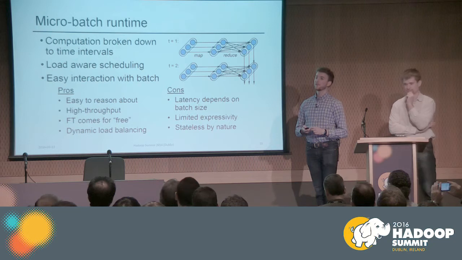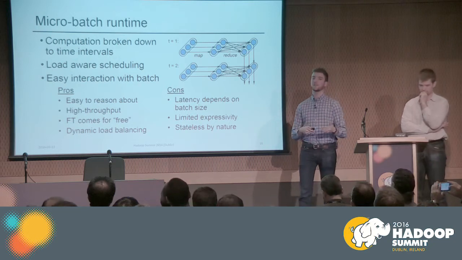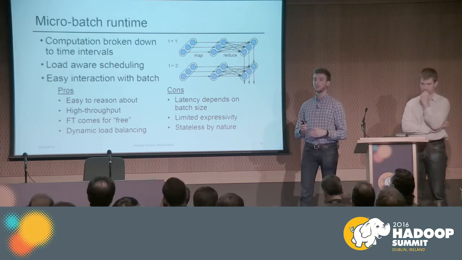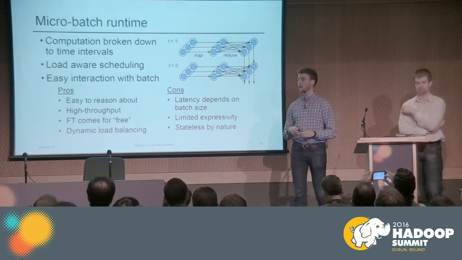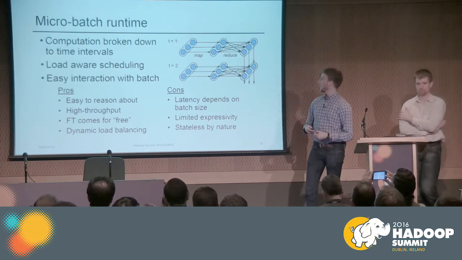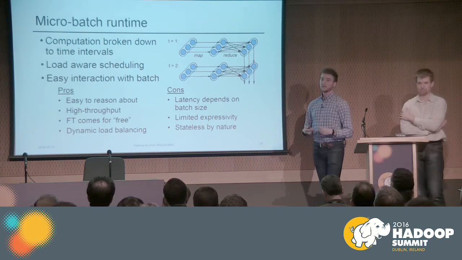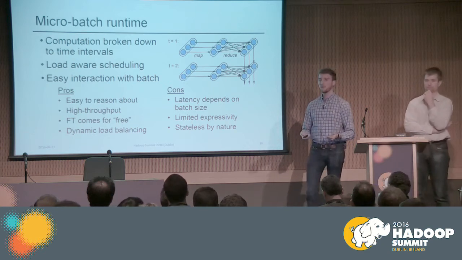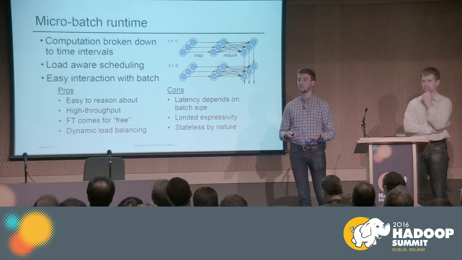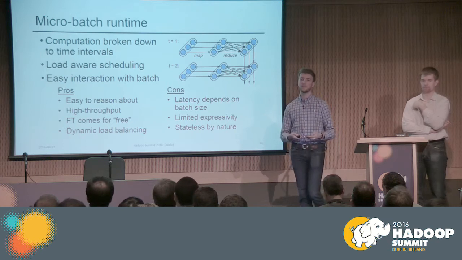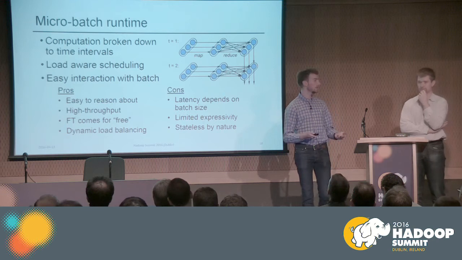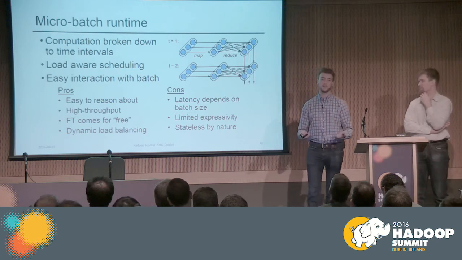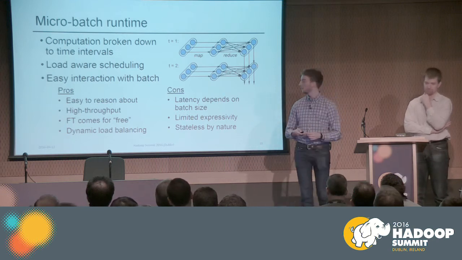So what are the features of this architecture? Computation is broken down into time intervals. And by time, I mean actual wall clock time. We can, of course, do load-aware scheduling here, because we get the chance to schedule a new job for each micro-batch. If the data distribution changes, we can be clever about it. This is not something that is already implemented in Spark, but I think it's an upcoming feature.